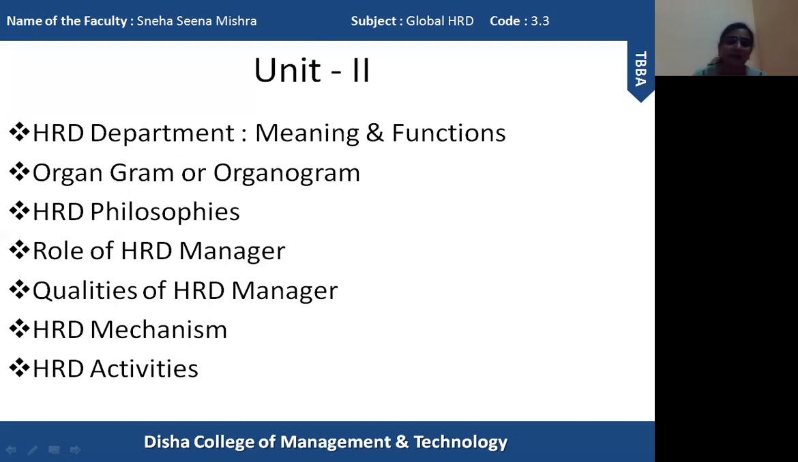Okay, so in the second unit, the most important part is the organogram. Then comes the HRD mechanism and the role of HRD manager. These are extremely important, and the organogram is also a little bit difficult in comparison to other topics. HRD mechanism, like I said, is similar to other topics. So once you go through one topic, it will be easy for you to understand HRD activities also. So HRD activities, organogram, role of HRD, and even philosophy of HRD, these are extremely important for your first internal examination.